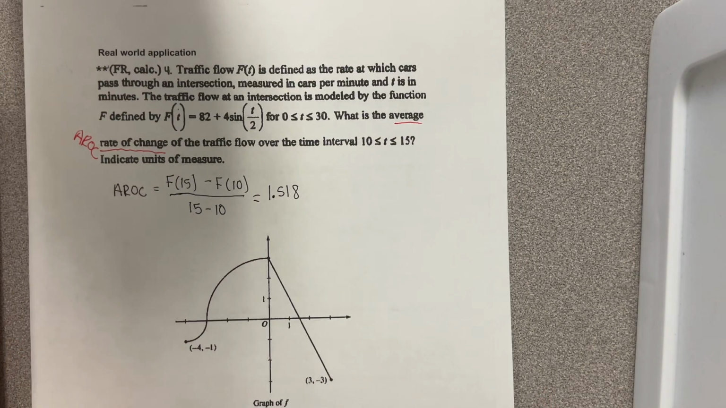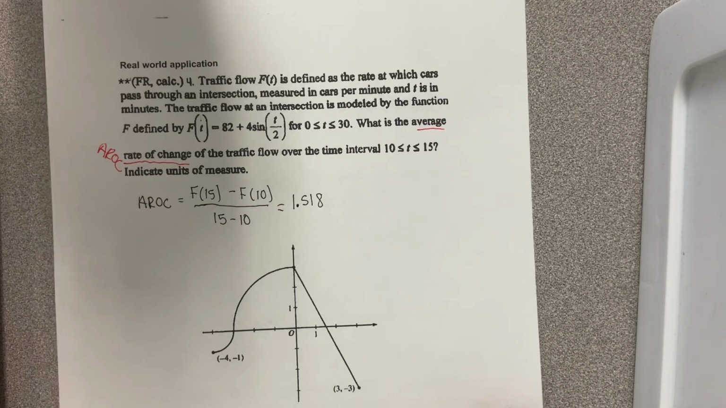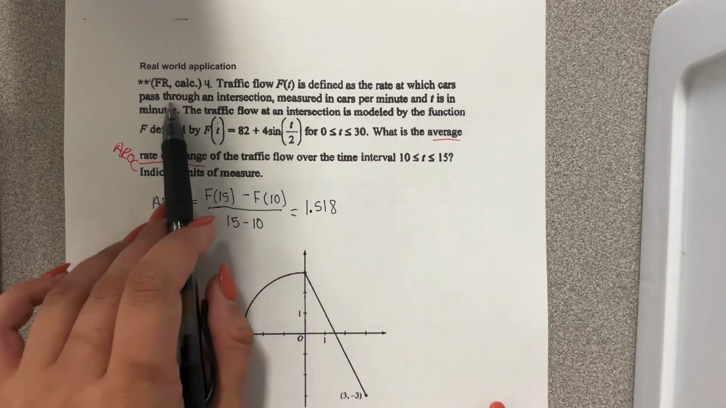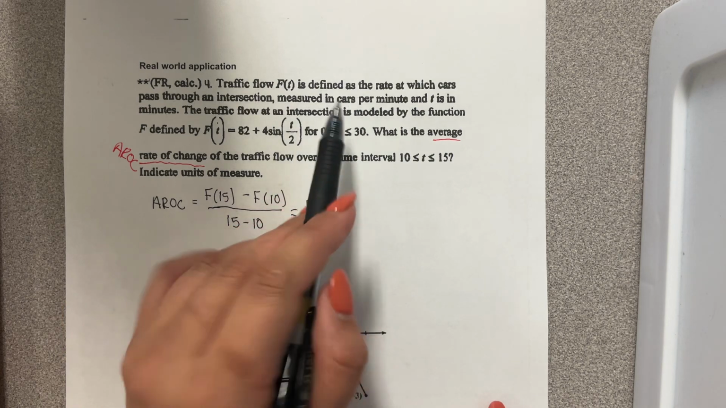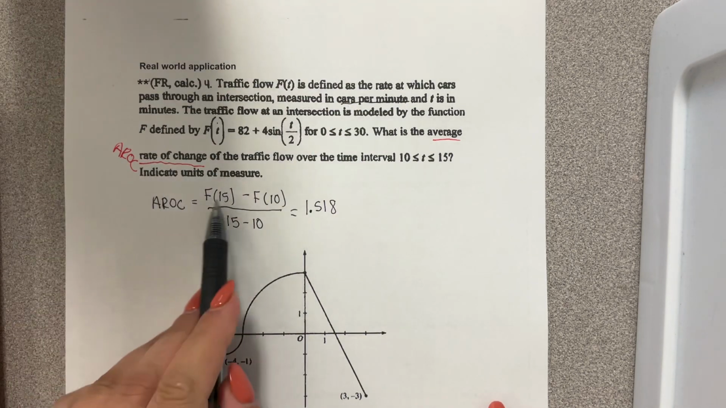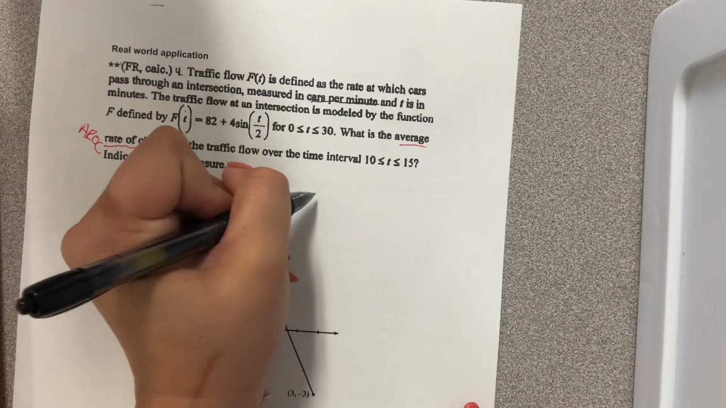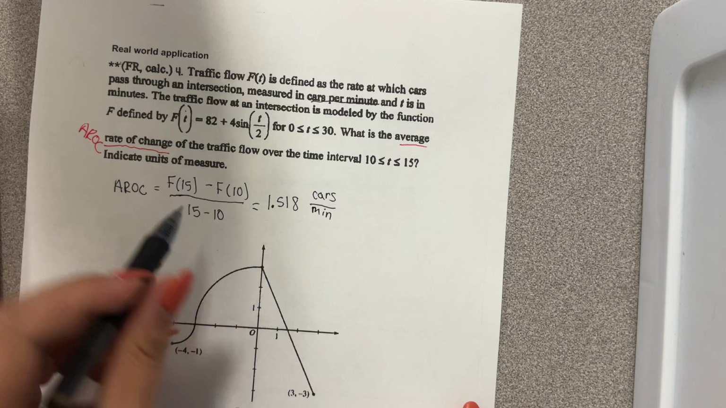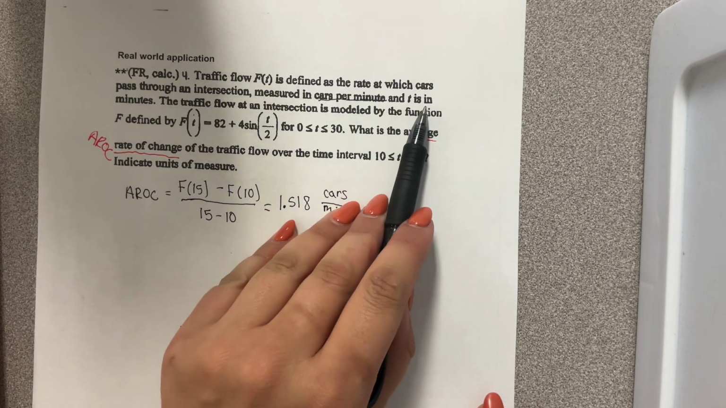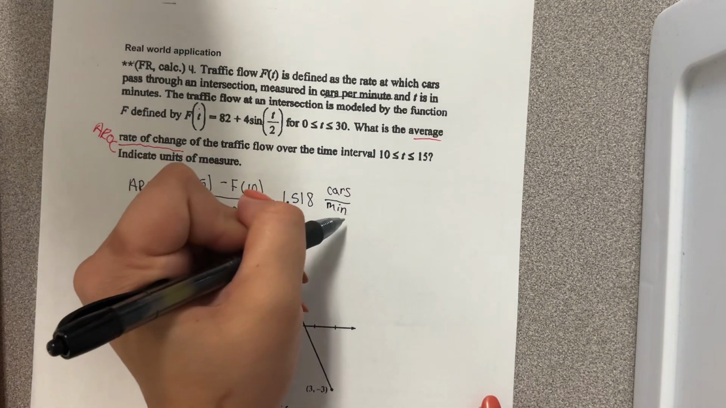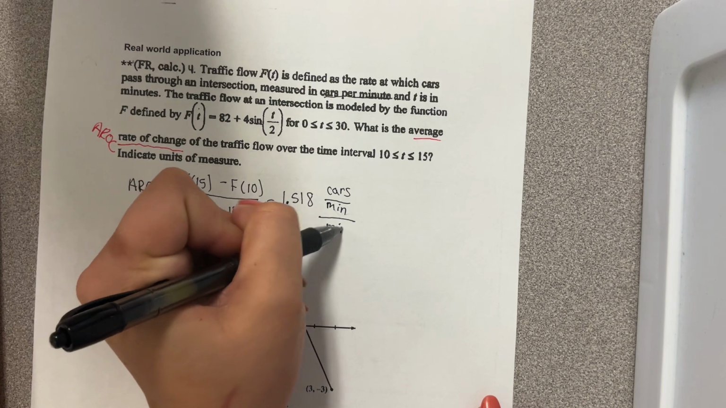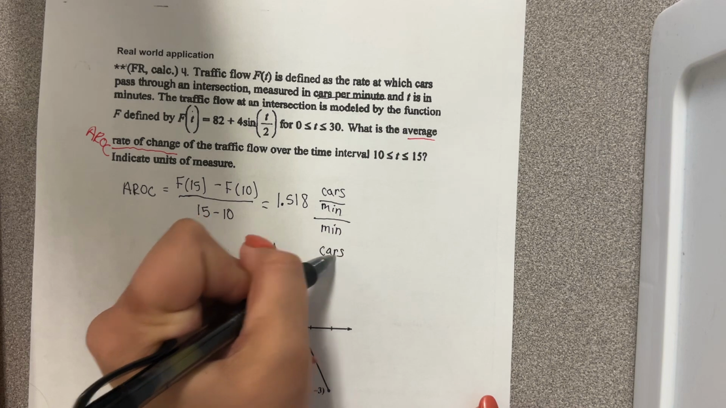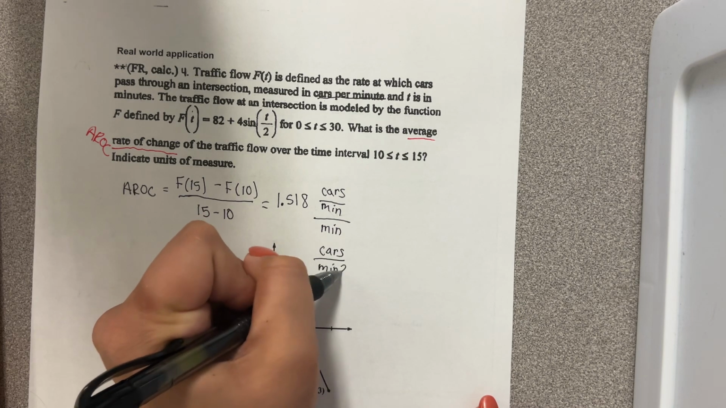Now, the next thing it said is to indicate units of measure. So it says that f of t is defined as the rate at which cars pass through the intersection and is measured in cars per minute. So that is the top part. So that is cars per minute. But my bottom part is representing the time in minutes. So it's cars per minute per minute. If you wanted to simplify that, you could say that that is cars per minute squared.